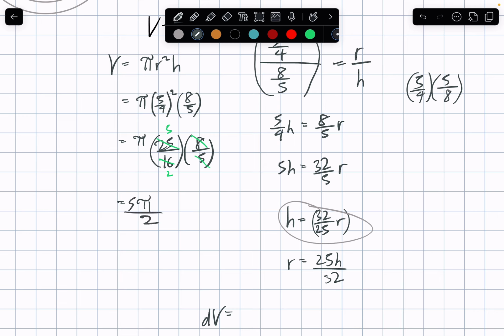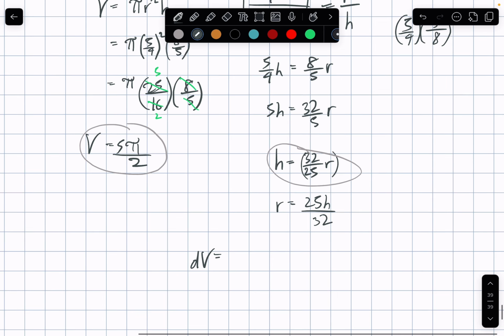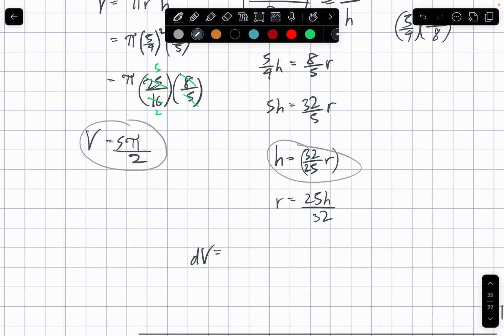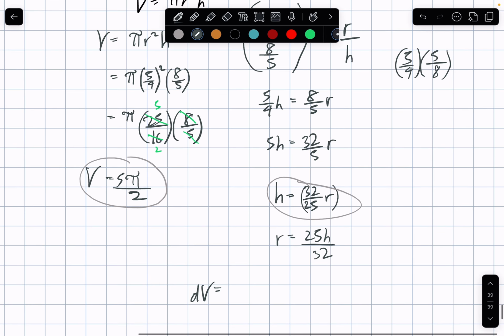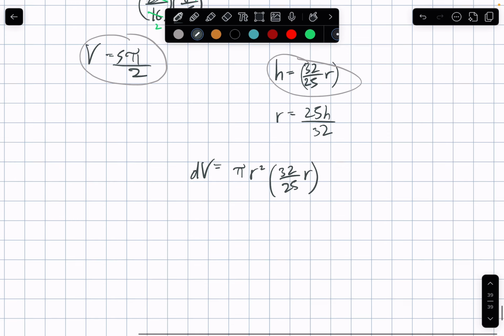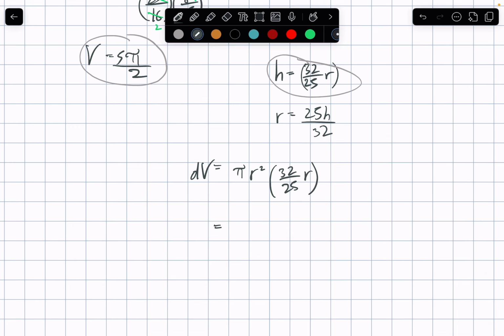So 5 pi over 2, that is our volume. And then our dV is coming from pi r squared h. This is where we substitute. So r squared and then h is 32 over 25 r. Now when we simplify, we're gonna have 32 pi over 25 r cubed.